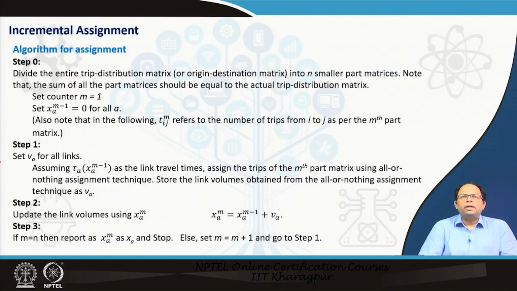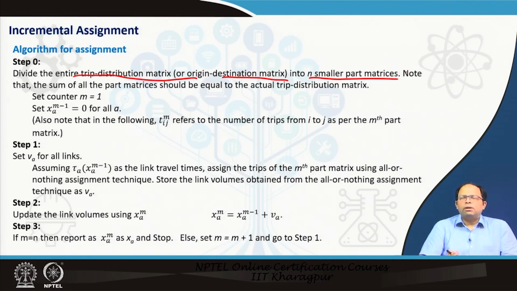So now how do we do the incremental assignment? Well, these steps look complicated, but actually it's very simple. We divide the entire trip distribution matrix, or the origin destination matrix, into n smaller parts. We can divide it equally, but in most cases we divide it so that at the beginning it is a little bit larger chunk.